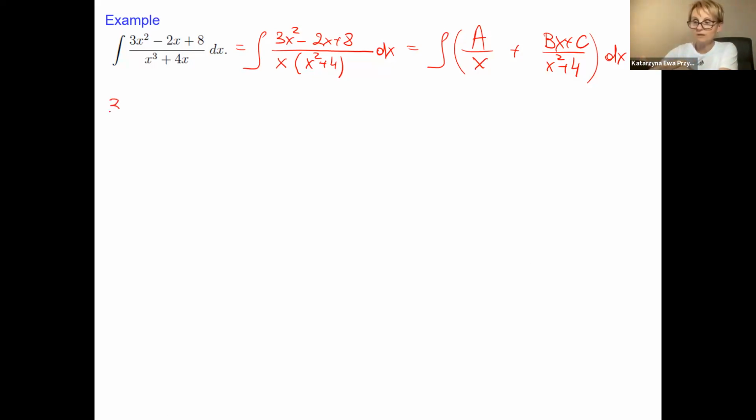The numerator, 3x squared minus 2x plus 8, has to be the same as the numerator on the right-hand side when we combine these partial fractions together. The common denominator is, of course, the product of these 2. Then a will be multiplied by x squared plus 4 only, because x is there. And bx plus c will be multiplied by x. That's actually easy. I did the same in the previous one.